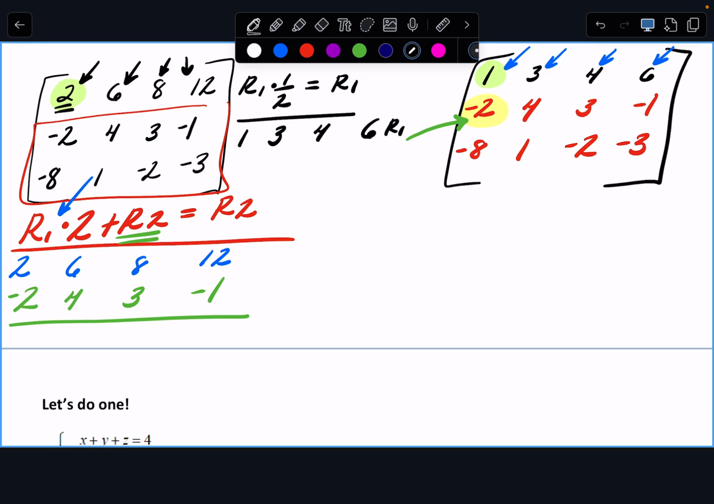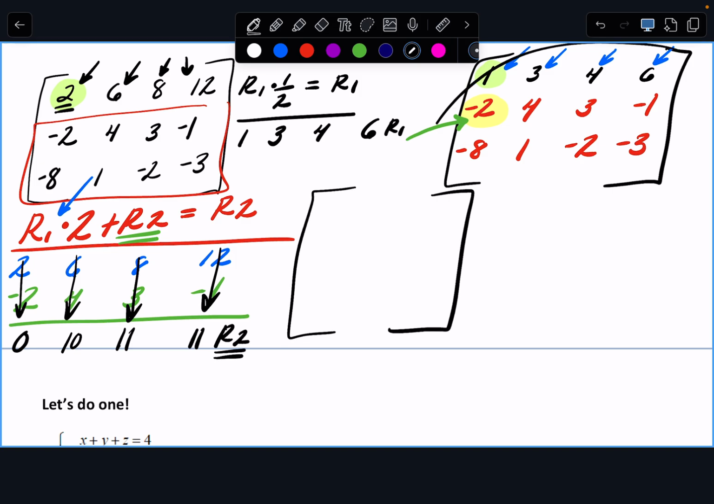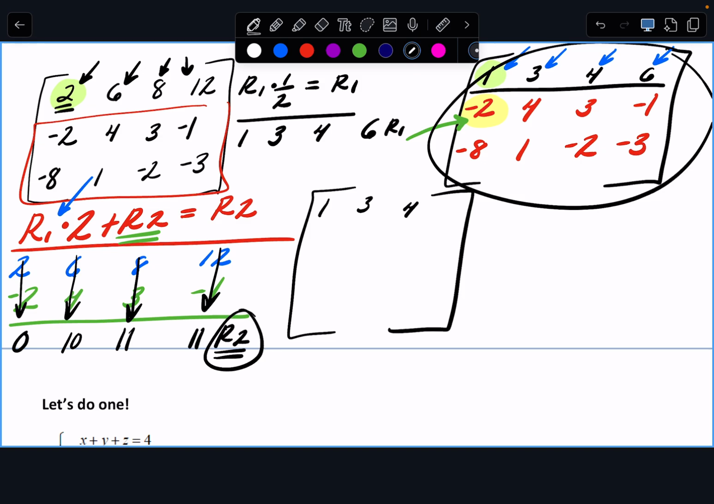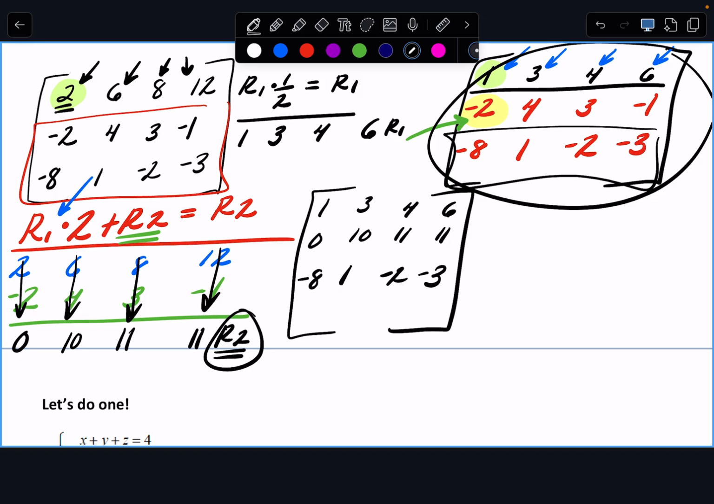Okay, so add up like terms. What do we get? Or I mean, add straight down, really. Isn't it 0, 10, 11, 11, and that's our new row 2. See, I have to write myself a note so I don't accidentally change row 1. So now you write it. Say it's this matrix. The only thing I fixed was row 2. So write row 1 as a 1, a 3, a 4, a 6. So does that answer your question, McKay? Do you see, we didn't really change row 1. Row 2, though, now is 0, 10, 11, 11. Row 3, we haven't dealt with yet: negative 8, 1, negative 2, negative 3.